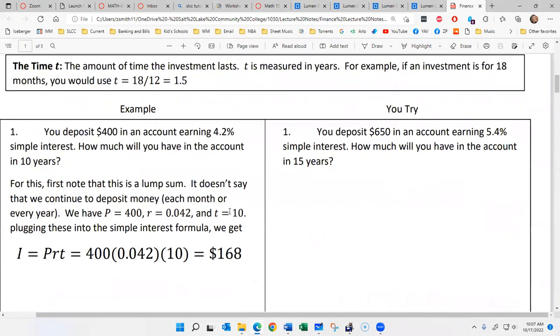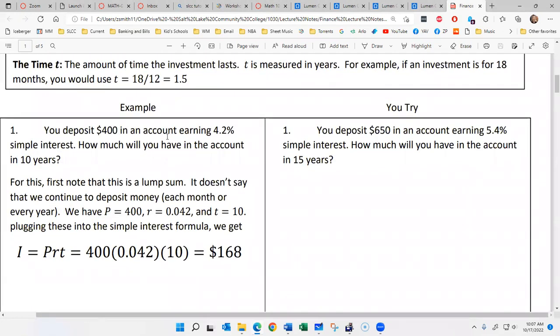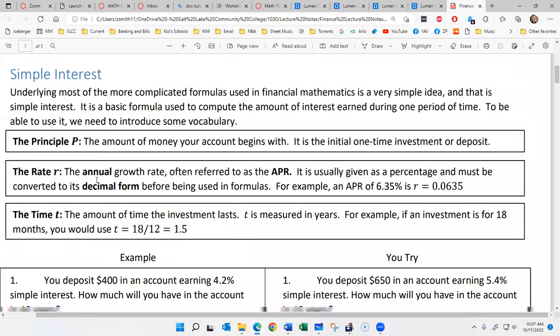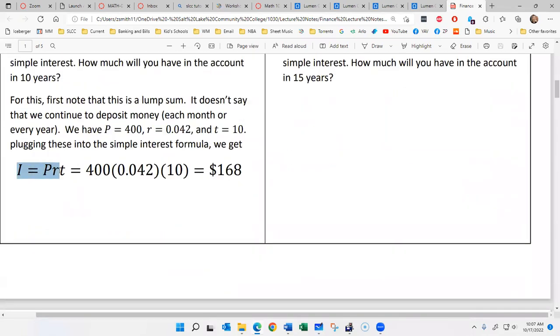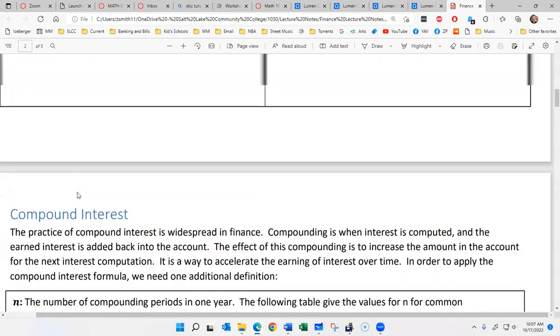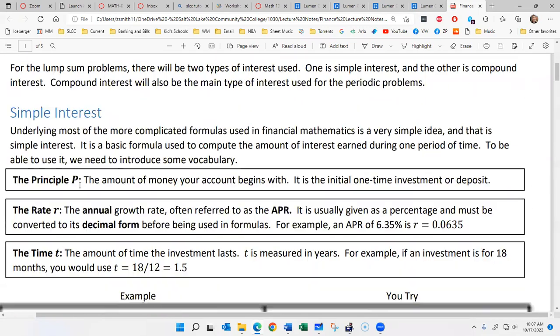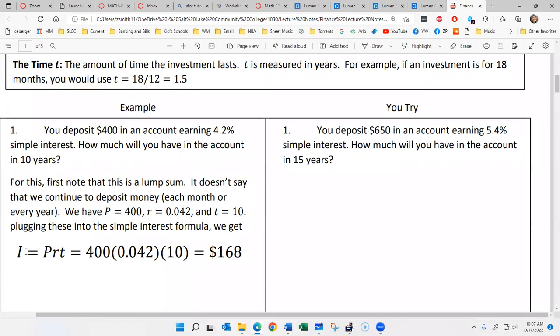So as an example, you deposit 400 in an account earning 4.2% simple interest. How much will you have in the account in 10 years? The formula is I equals PRT. Surprised I didn't put that in a box somewhere. I'll probably fix that. I equals PRT. I stands for interest. And we know what P, R, and T are.